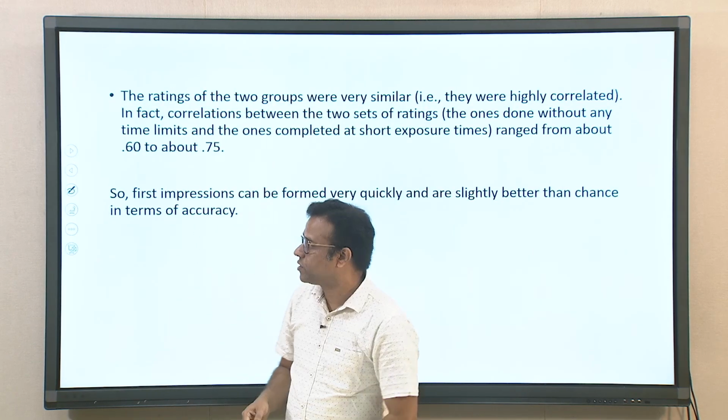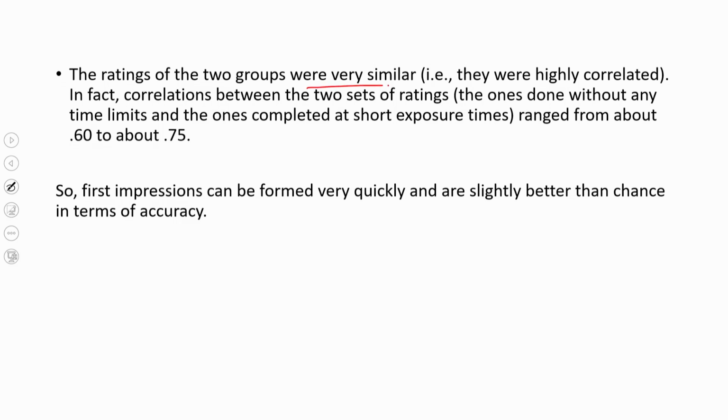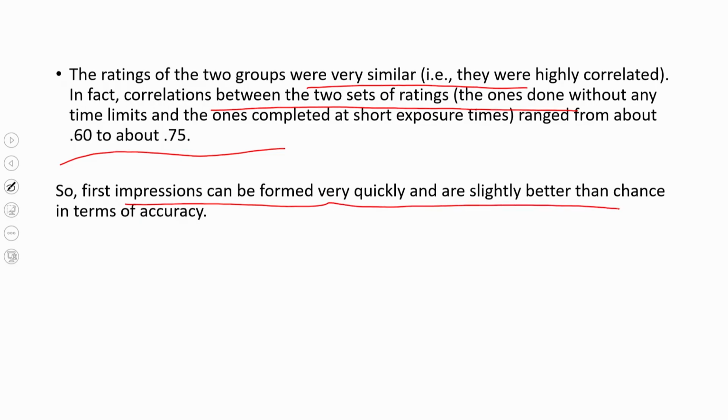Ratings of the two groups were found to be very similar. So, they were highly correlated. In fact, correlations between the two sets of ratings ranged about 0.6 to 0.75, which is a strong correlation. So, first impressions can be formed very quickly and slightly better than chance in terms of accuracy. So, this is at least what impression formation studies show.